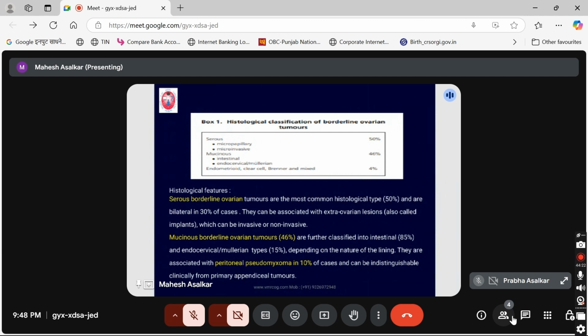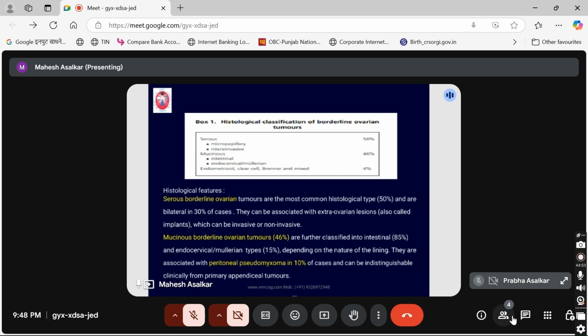Then mucinous, they account for 46%, and the rest, that is endometrioid, clear cell, Brenner, and mixed, account for 4% of tumors. So histologically, if you see these borderline tumors, mainly they are epithelial type, accounting for around 50% of tumors. Those that are mucinous account for 46%, and they are also of two types: one is intestinal and another is endocervical. In that, intestinal is around 85% and endocervical is around 15%.